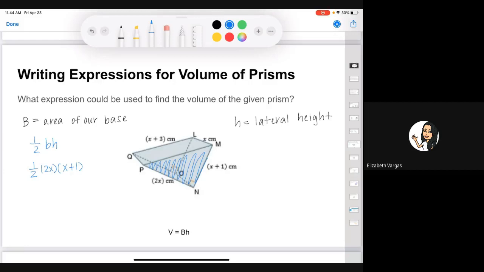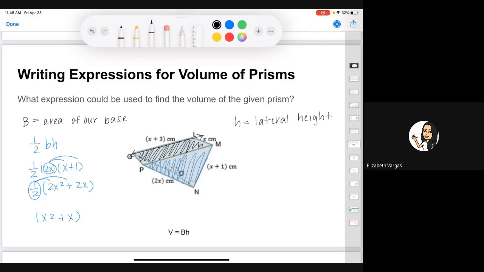Right? And so I can go ahead and simplify that. First thing I'll do is I'll distribute these over. Then I'll distribute this. So I'm just simplifying. So there is my simplified version of my base, or the area of our base. And now I want to identify the height. Remember that I want my height to be the lateral height. So the height that is available for my lateral face, this is my lateral face.